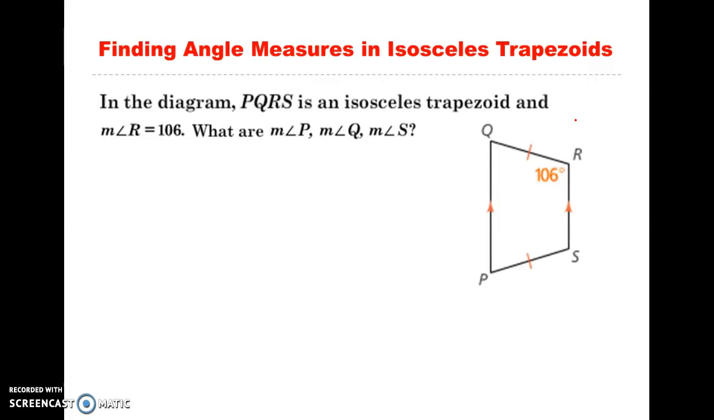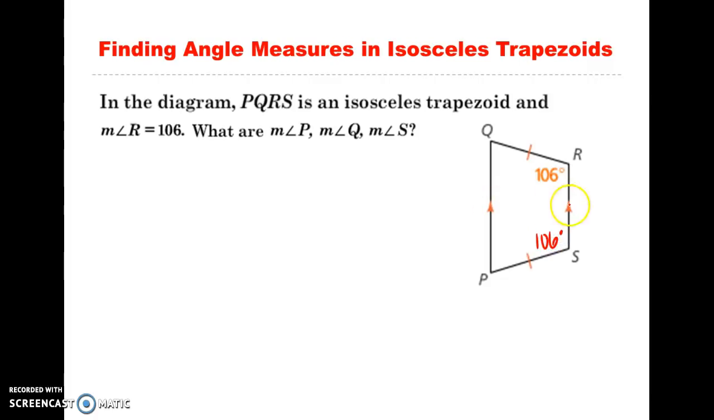This time, trapezoid PQRS is isosceles. They tell us the measure of angle R is 106. What are the measures of angles P, Q, and S? So this is done the exact same way. However, I'm going to show you a different way to find the other angle. So I know right away that angle S is 106 degrees.